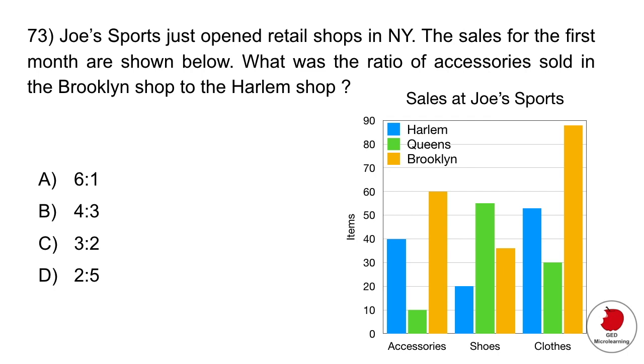Okay, question 73. So question 73 is looking at bar graphs, and you can see that there are 3 different colored graphs. But the way that you read these graphs is the same as you've been doing in previous examples, okay? So it says, Joe's Sports just opened retail shops in New York. The sales for the first month are shown below. What was the ratio of accessories sold in the Brooklyn shop to the Harlem shop?